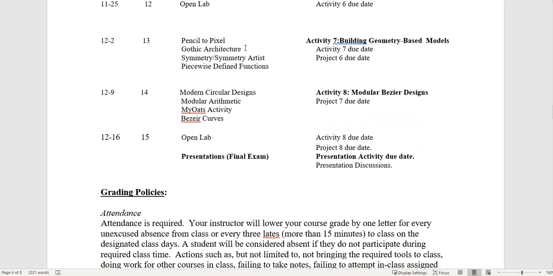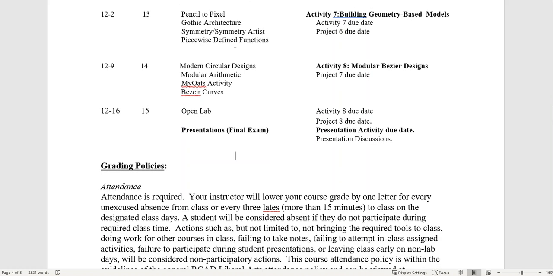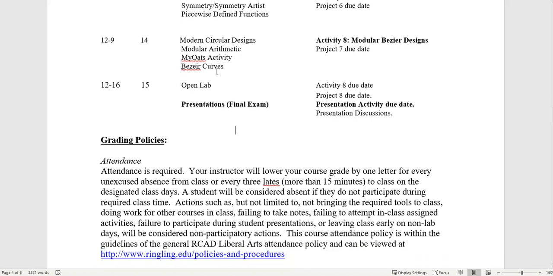Geometry-based models, we go back and look at Gothic architecture and symmetry, piecewise defined functions. Also, all these are very important topics when you're dealing with visuals, no matter what area of design that you're in. And then we figure with really the most important, modular Bezier designs, everything we see today is grounded in how you develop these Bezier models. And so we look at it like modular arithmetic and Bezier curves.